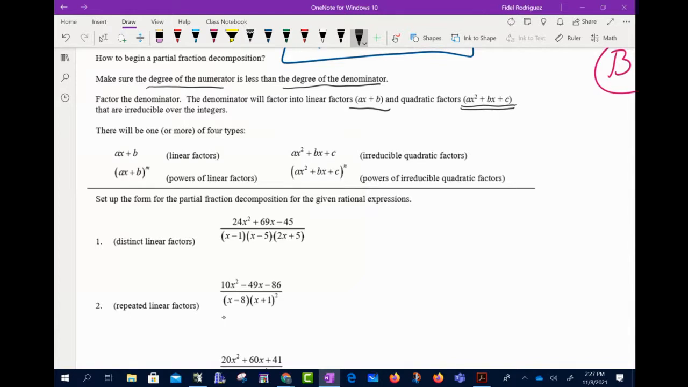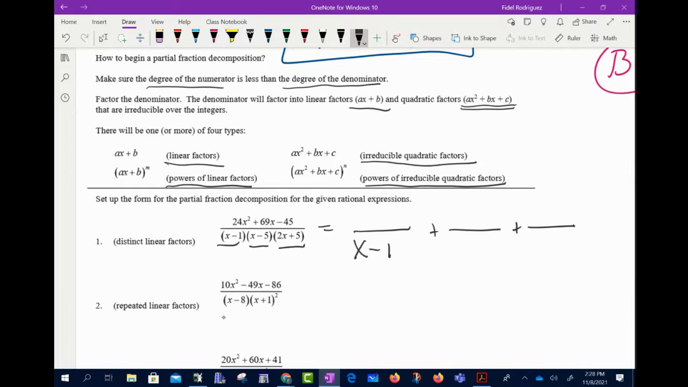All right. So then it says there's going to be 1 or more of 4 types. We're going to have linear factors or powers of linear factors, and then irreducible quadratic factors and powers of irreducible quadratic factors. Okay, so let's take a look here. It says set up the form for the partial fraction decomposition given the rational expressions. I want you to notice that we have 1, 2, 3 linear factors. Anytime we have linear factors, the way we're going to set this up, y'all, it's going to look like this. My first denominator is x minus 1, my second denominator is x minus 5, and my third denominator is 2x plus 5.